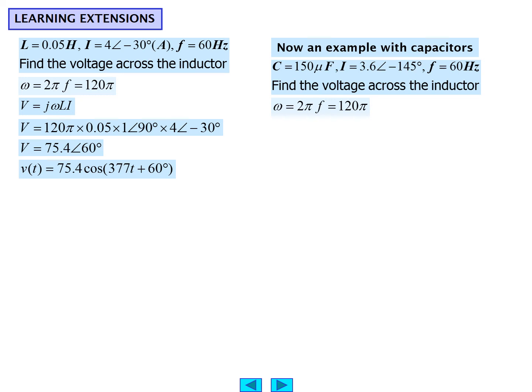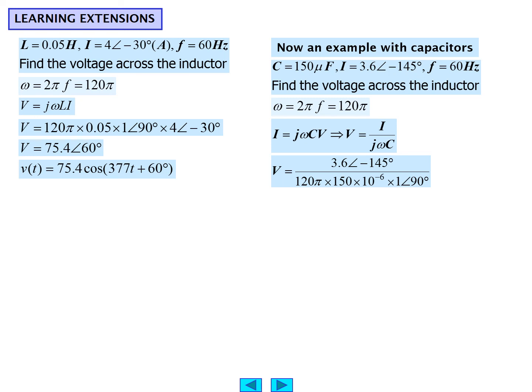Omega is equal to 2πf equals 120π. I is equal to jωCV, which implies that V is equal to I divided by jωC. V then is equal to 3.6 angle minus 145, which is I as a phasor, divided by jωC. Omega is 120π. We also get j, written there as the last term, 1 angle 90 degrees, and C is 150 microfarads, 150 times 10 to the minus 6th. Therefore, doing the algebra, we get V is equal to 63.66 angle minus 235 degrees, but we convert to the analytical or time domain representation as 63.66 cosine of (120πt minus 235 degrees).